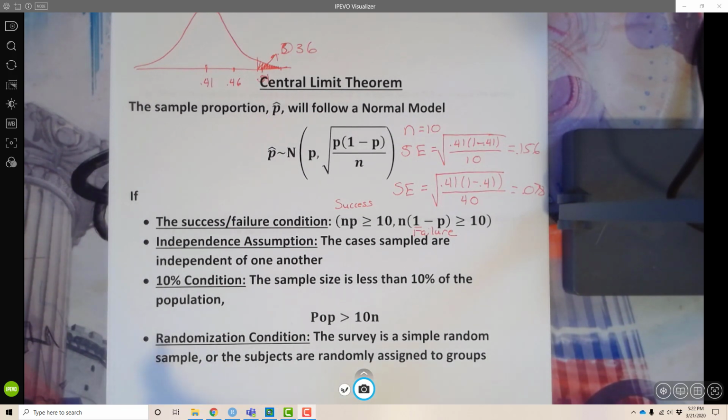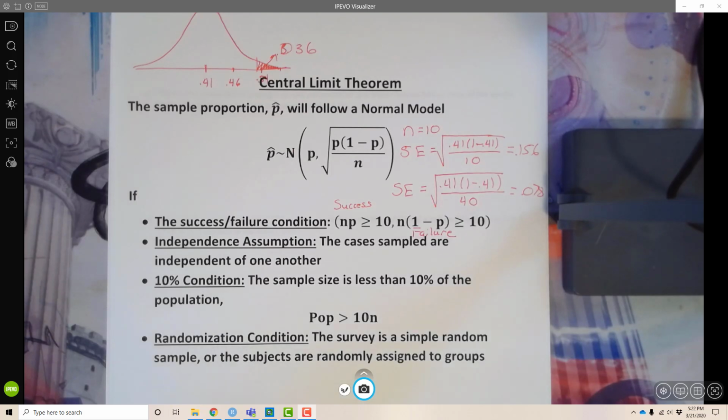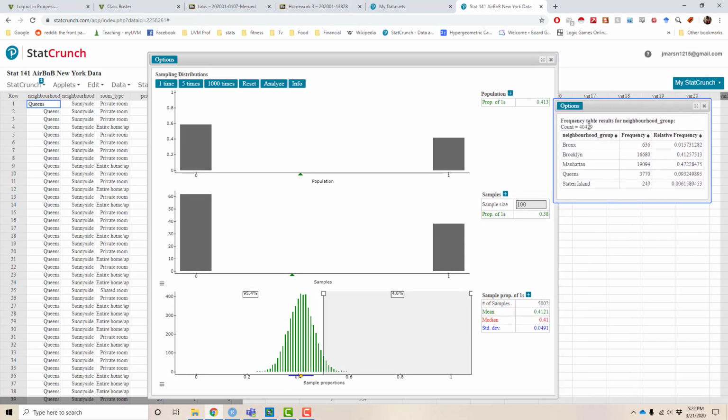The first thing that we want is we want to make sure that our sample size is less than 10% of the entire population. So we took a sample size of 10 apartments, 40 apartments, and 100 apartments. Looking back, there was a total sample of 40,000 apartments. 10 is less than 10% of 40,000, 40 is less than 10% of 40,000, and 100 is less than 10% of 40,000.